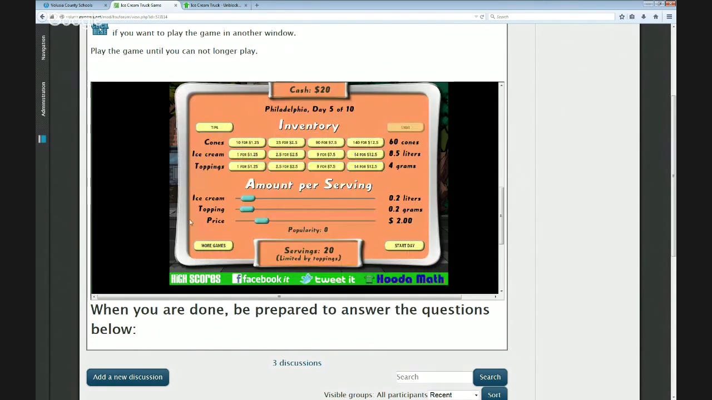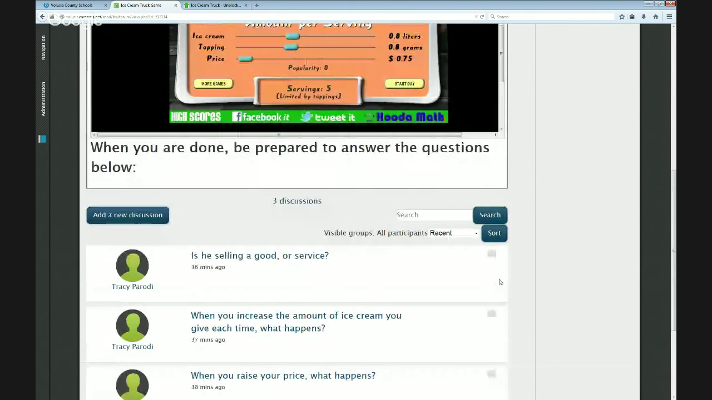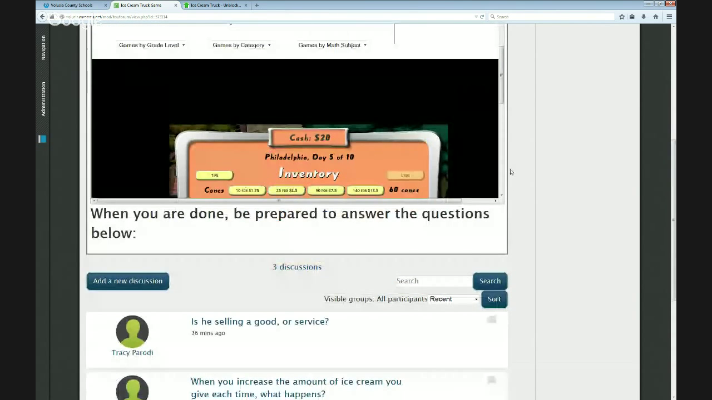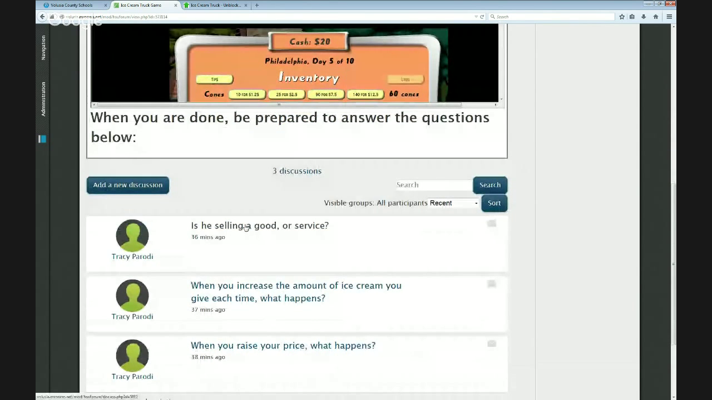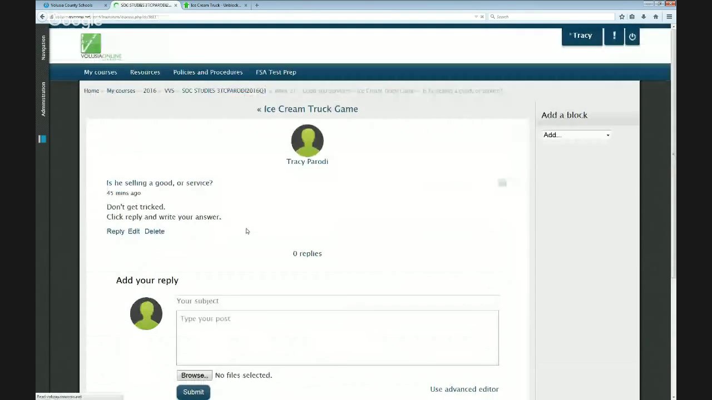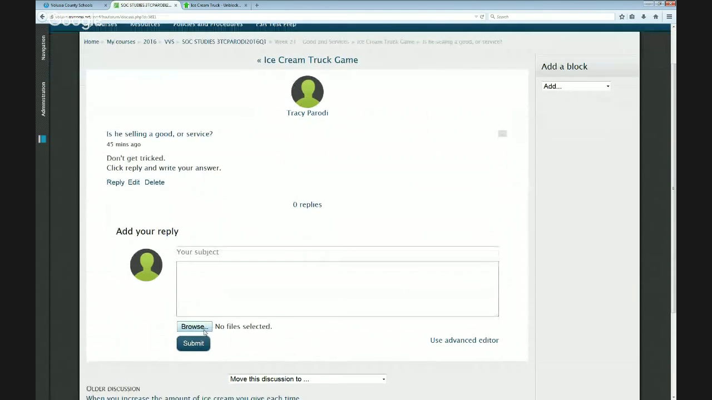All right, so then if we lower our price and we increase what we put on there, what does that do? I want you to experiment with the questions below. You can play this multiple times to find the answers. And when you're done playing, you click on each of the questions and you put your reply underneath each of the questions. And then you hit submit.